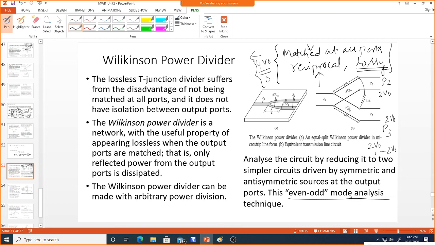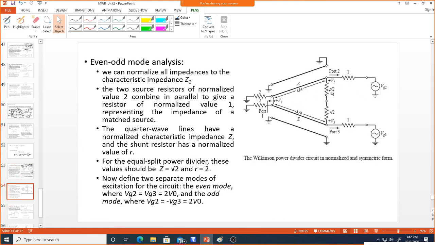The even and odd mode analysis involves some specialized calculations, and we will see the calculations in the next class, because it will take more time. We need to calculate all the voltages at each and every port and point. So we will see the even and odd mode analysis in the next class.